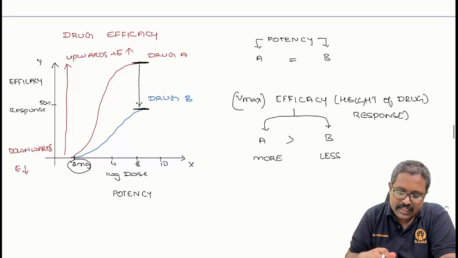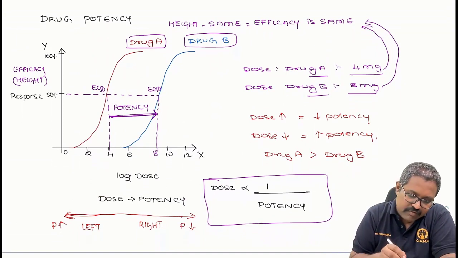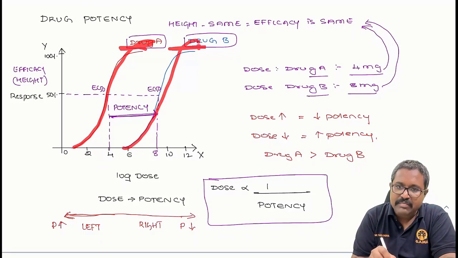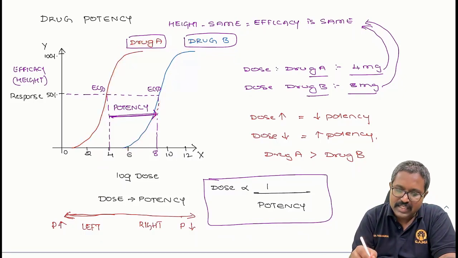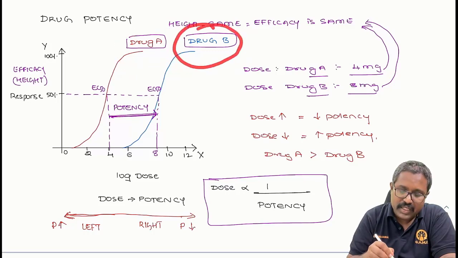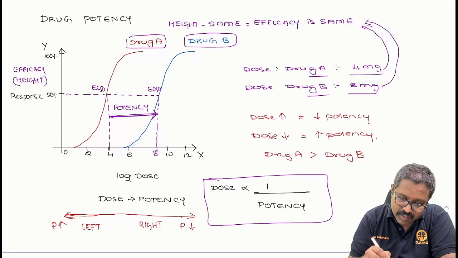Just to summarize again, please remember the drug potency. If you draw a graph, this is drug A and drug B. They have similar efficacy, similar height. So drug A and drug B efficacy is the same, whereas to produce the same height for drug B, the dose has to be increased. To produce the same response as drug A, the dose of drug B has to be increased. The dose of drug A required to produce the response is 4 milligrams, whereas the dose of drug B required to produce a similar response is 8 milligrams.